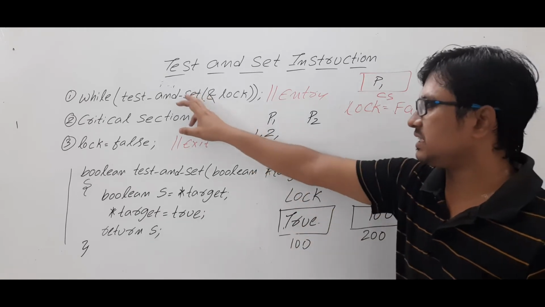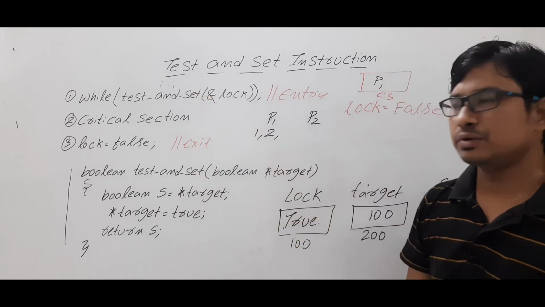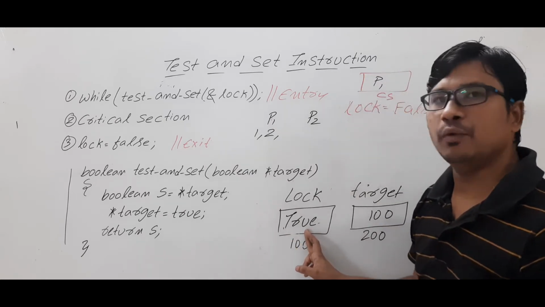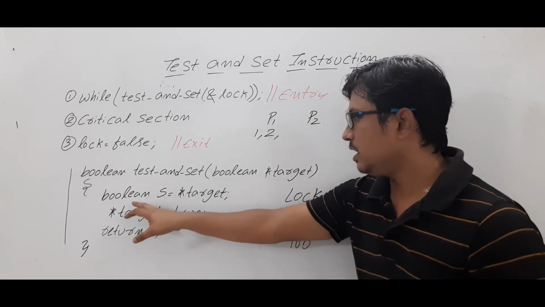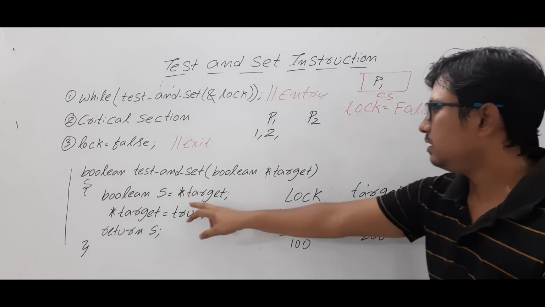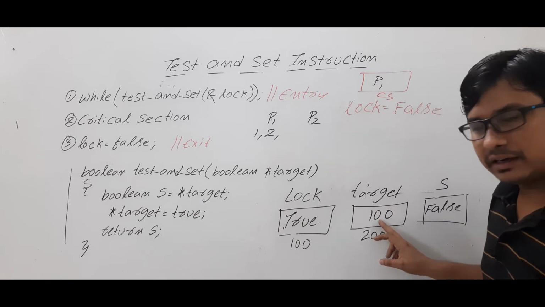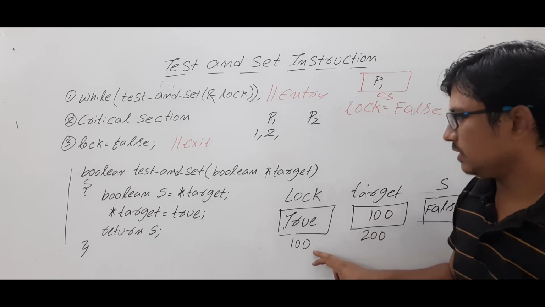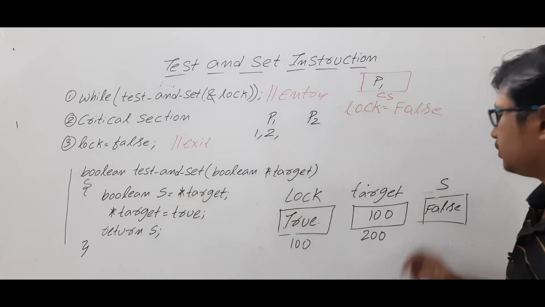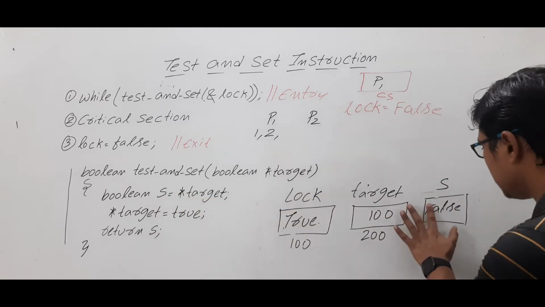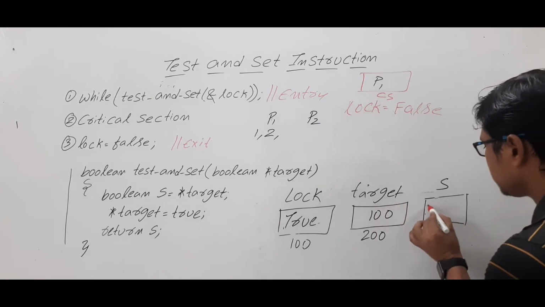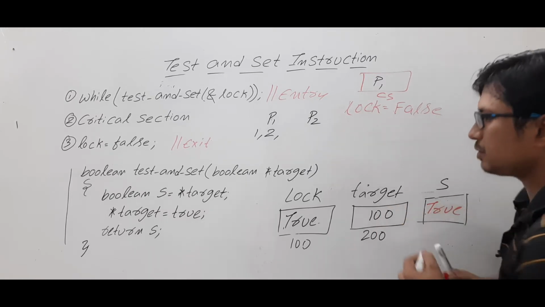Process P1 has tested and set the value to true, and it entered the critical section. Now the lock variable has the value true. So now look at here. Boolean s is equal to star target. What is the target? It consists of 100. So it will go to the 100 location. Okay, what value is there? True. That value you need to store in the boolean variable called s. So here in place of false, you will get the value true. Are you able to understand?